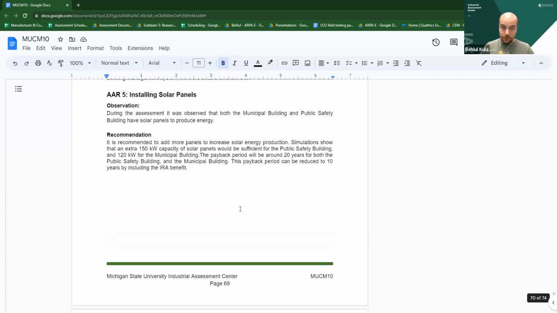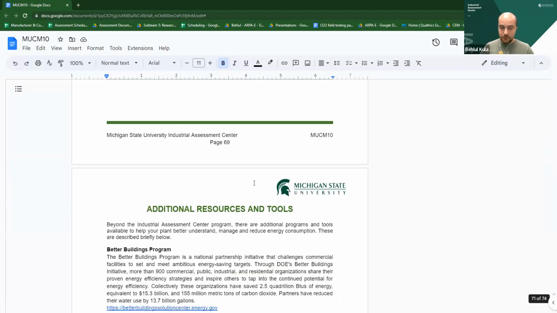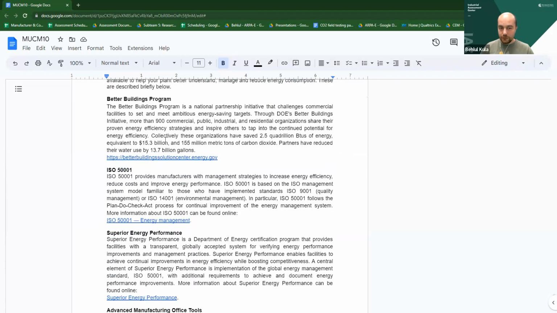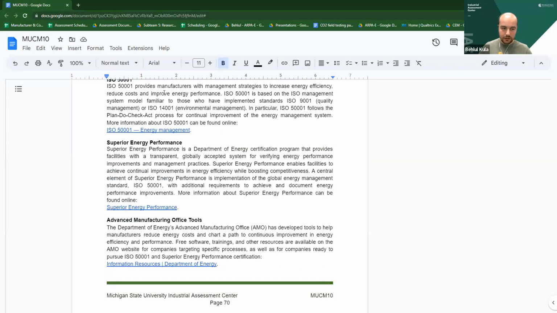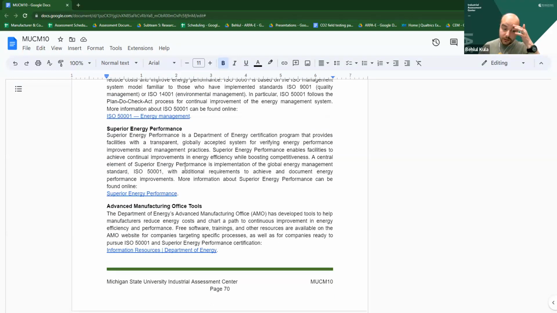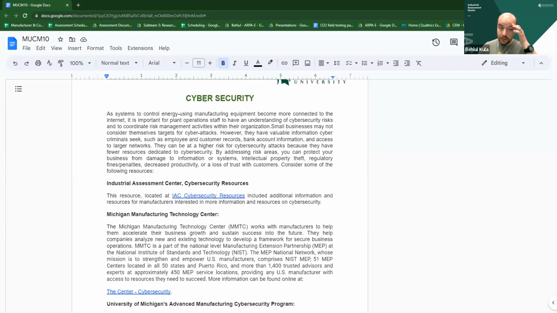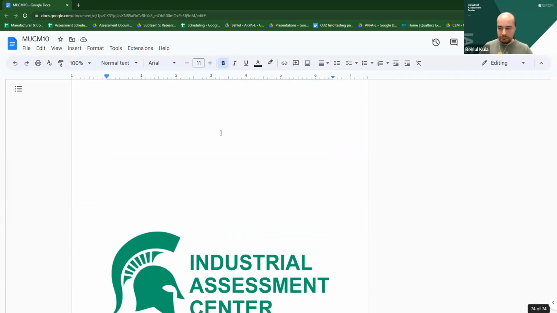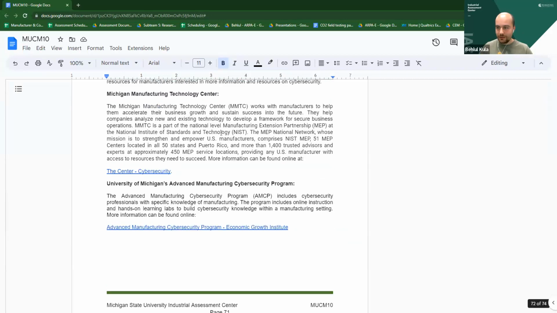Yeah, so these are all the recommendations, and at the last section of the report there are some additional resources that can be used to get incentives and rebates, and also some information about energy savings. We also have a cybersecurity section. As an IAC, we provide some cybersecurity resources. If you are interested, you can always contact us, so we can try to help you. Yeah, and that's all, I think.